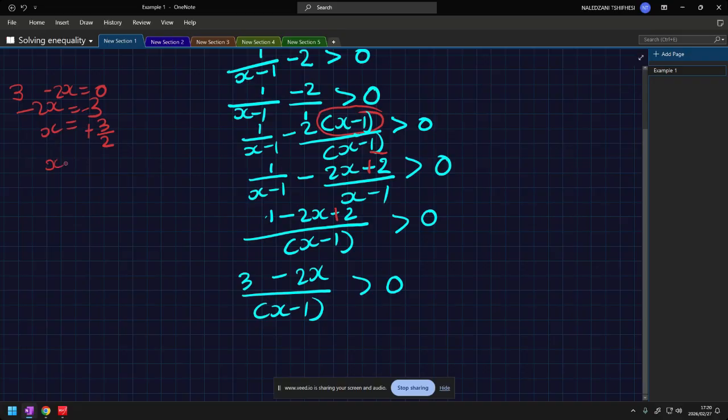You may see that I'm making a lot of mistakes. X is equal to 3 over 2, right? And then we go to equate the denominator to 0. We're going to have to equate this to 0. Minus 1 is equal to 0, and then it's going to be x minus 1 is equal to 0. We're going to have x is equal to 1, right?